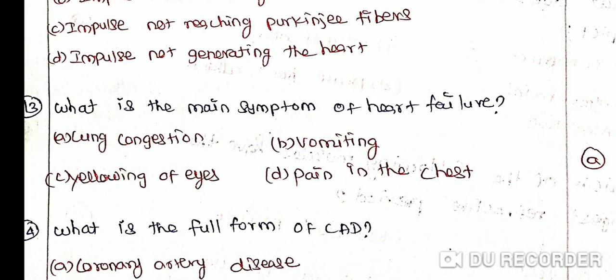What is the main symptom of heart failure? Option A, lung congestion. Option B, vomiting. Option C, yellowing of eyes. Option D, pain in the chest. The correct answer is option A, lung congestion. When the heart is not pumping sufficient blood according to the need of the body organs, it leads to heart failure. Lung congestion is the main symptom of heart failure.